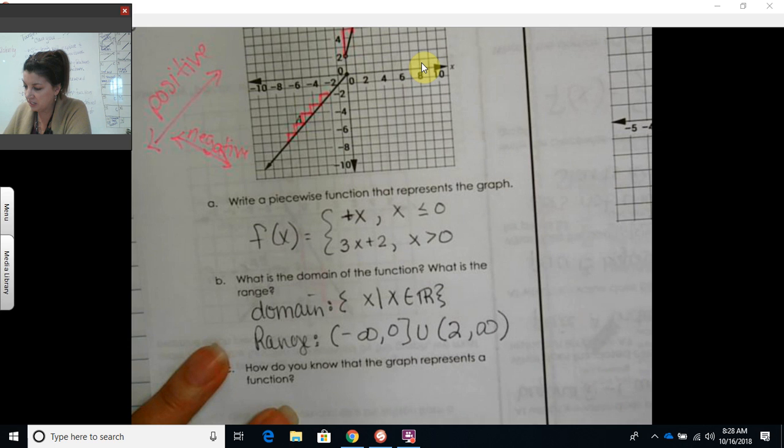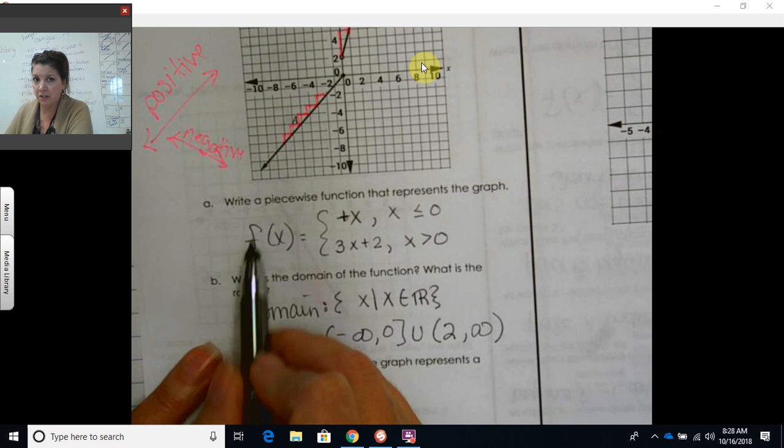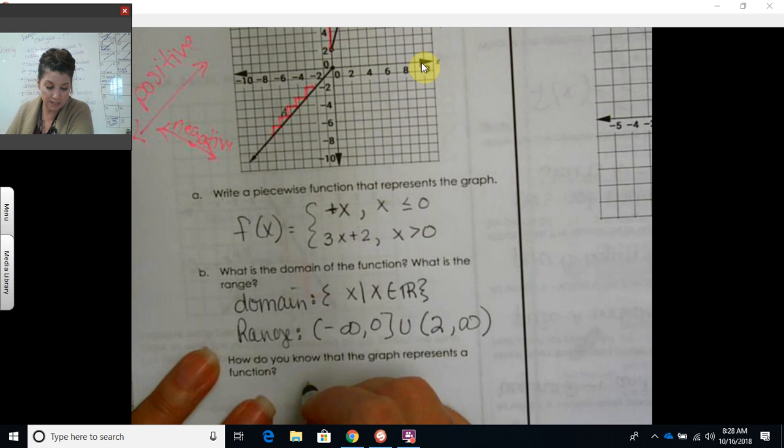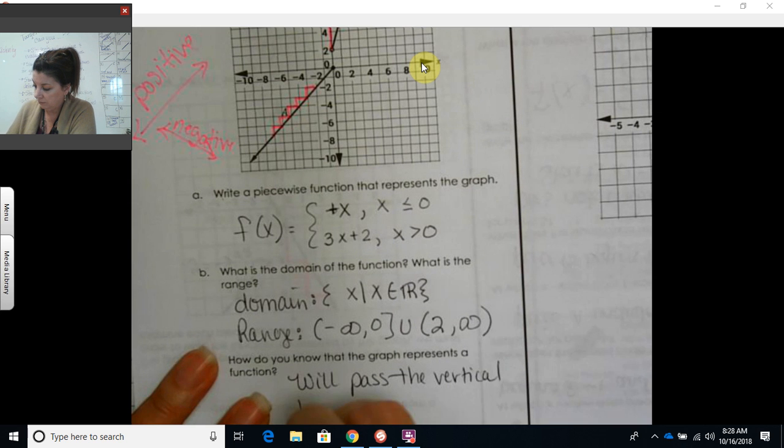How do you know that the graph represents a function? Is it a function? Yes. It has to be. If we use this function notation, it's got to be a function. Because it does what? What does it pass? Passes the vertical line test. Or there is no repeating domains. Every x value has one y value. So I'm just going to say will pass the vertical line test. Or does pass. Any questions on that?